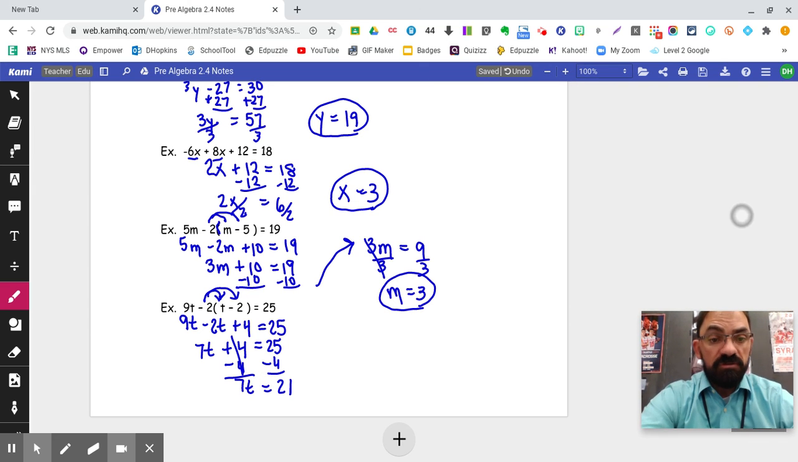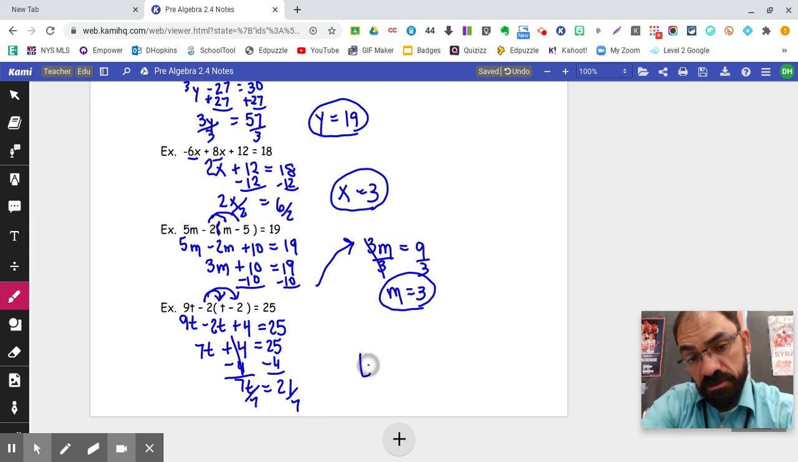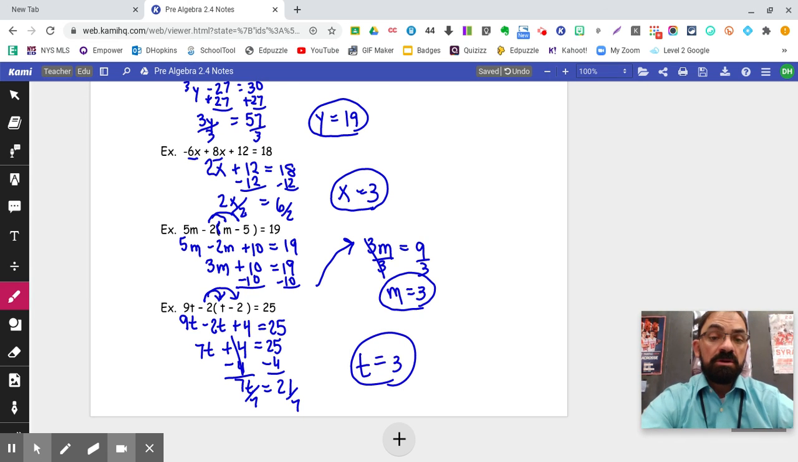So I'm moving right along here. Hopefully you're catching up now, solving equations. We're going to divide by 7, and T equals 3 once again. So hopefully you understand a little bit of distributing. Make sure you carry the negative sign if it happens to be negative, combining like terms.